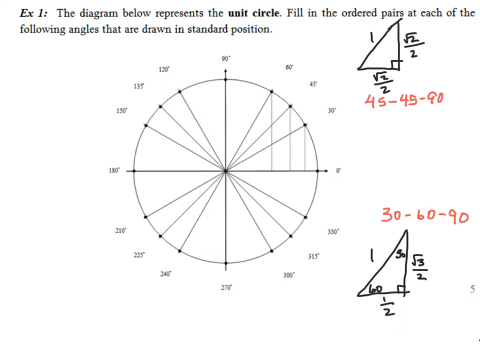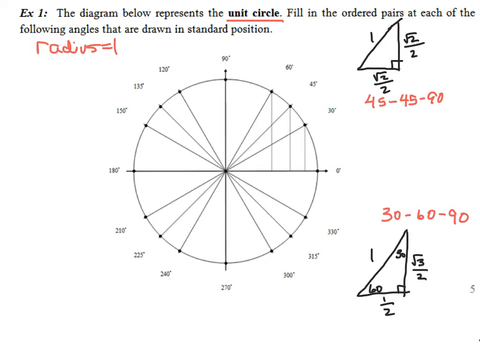So in example number 1, we're going to take a look at this diagram, which represents the unit circle. So again, just remember that if I have a unit circle, that means that the radius of this circle is equal to 1. I've also drawn the triangles to refer to, but you have them right above your unit circle diagram in your notes in the box.